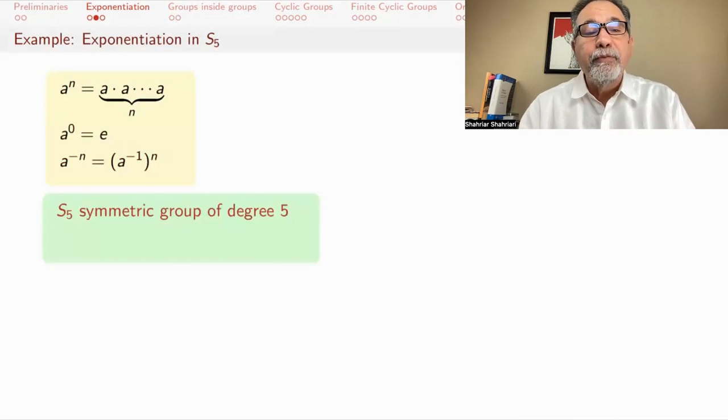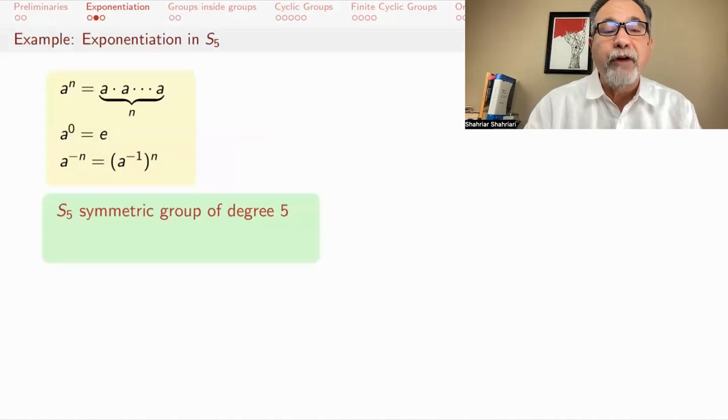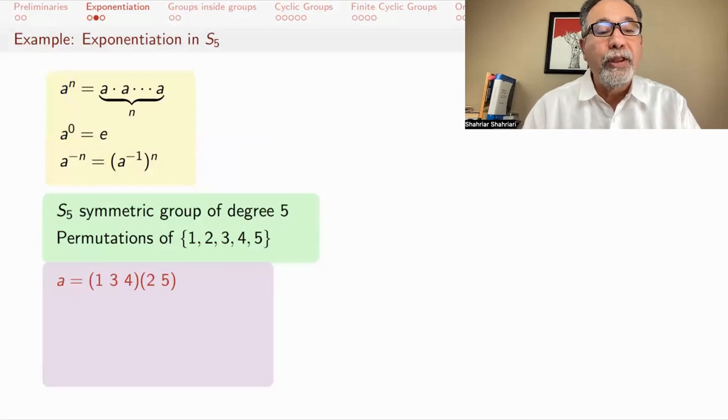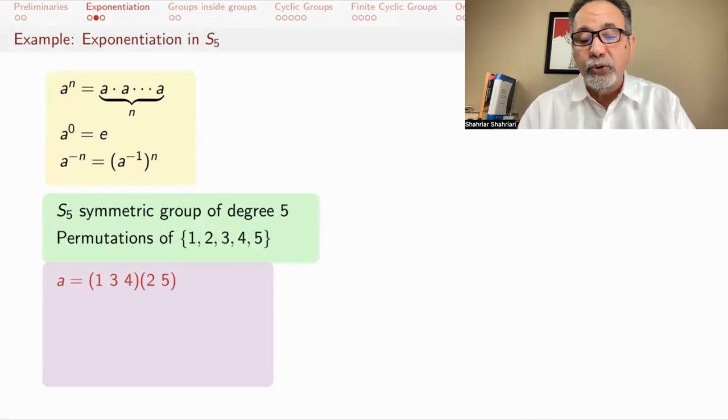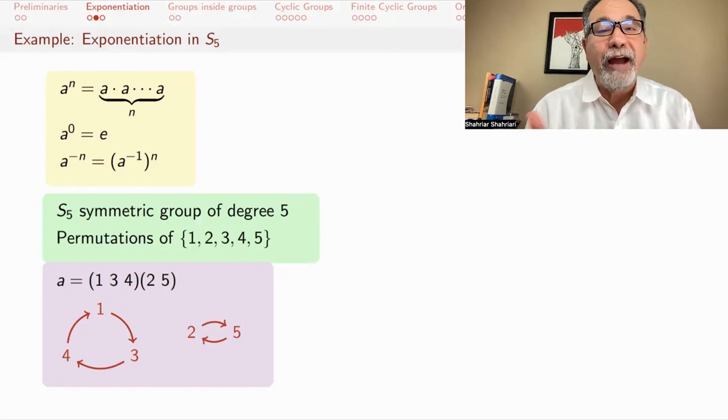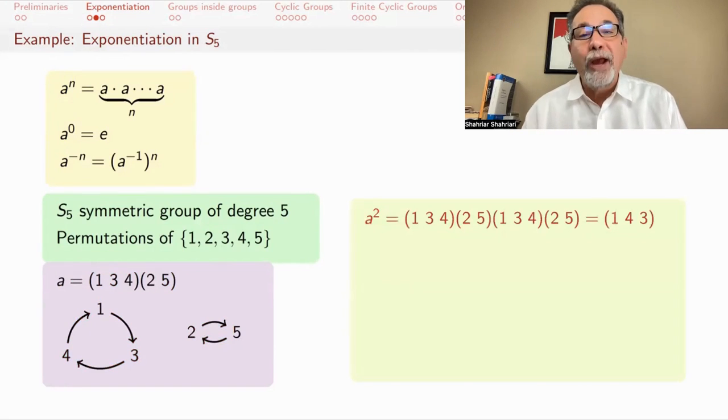Here's an example. Let's look at the symmetric group of degree 5. So that is permutations of 5 objects. Here's one element, (1 3 4)(2 5), written in cycle notation. 1 goes to 3, 3 goes to 4, 4 goes to 1, and 2 and 5 are switched. If you want to find A squared, what does that mean?